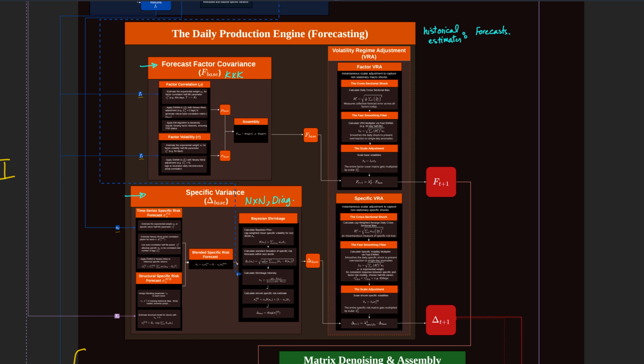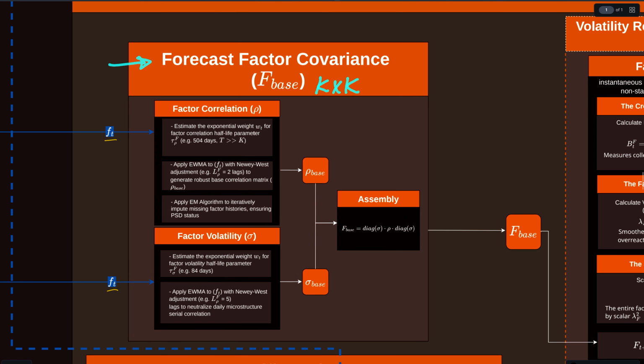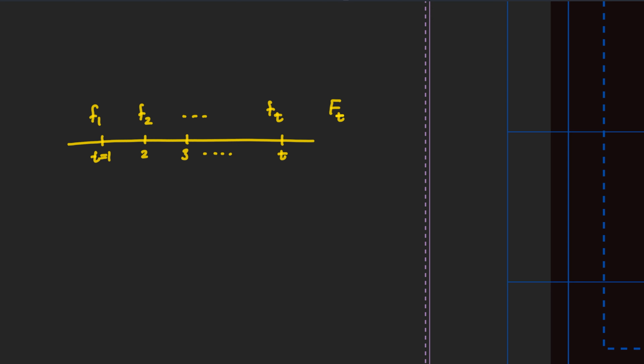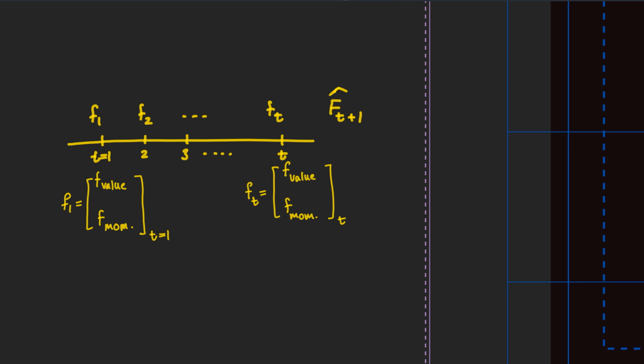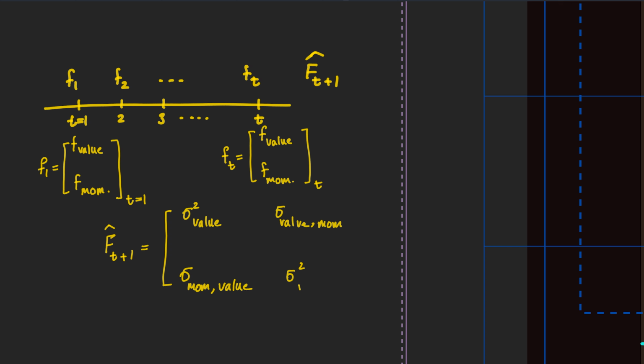Now, focusing on the factor covariance matrix, remember, back in the laboratory phase, we extracted a historical time series of factor returns. So the objective here is straightforward. Given the evolution of those factor returns through time, we want to forecast the next period factor covariance structure. So we have the historical factor returns, for example, value and momentum. And now, standing at time t, we want to forecast the variances of these two factors and also their covariance at time t plus 1.